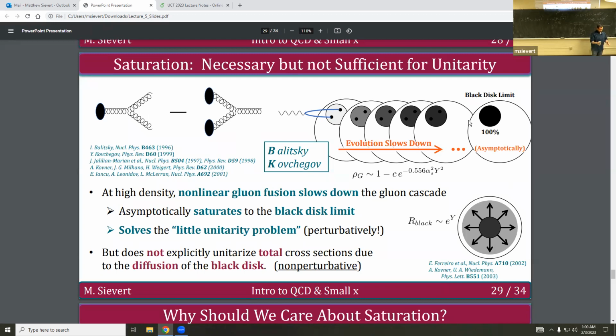So to the best of my understanding, saturation is the solution to the little unitarity problem, as I call it. It is not necessarily a solution to the big unitarity problem. Non-perturbative physics is necessary to understand the big unitarity problem. But saturation is absolutely necessary, even if not sufficient, for unitarity.